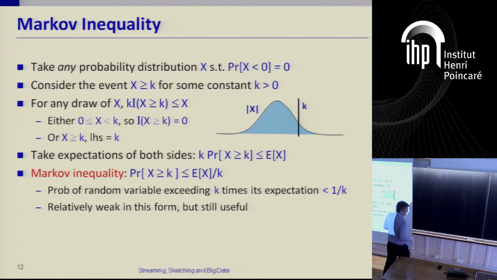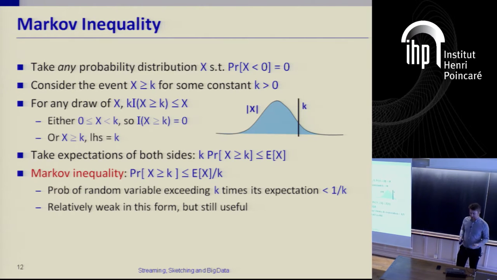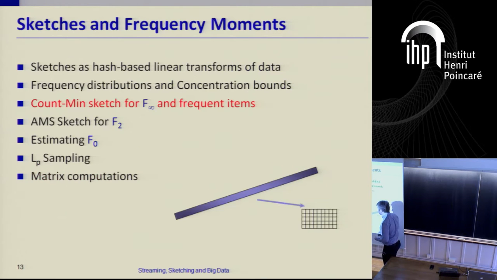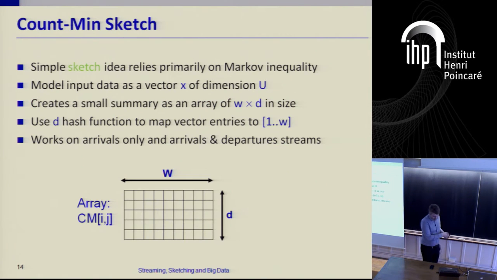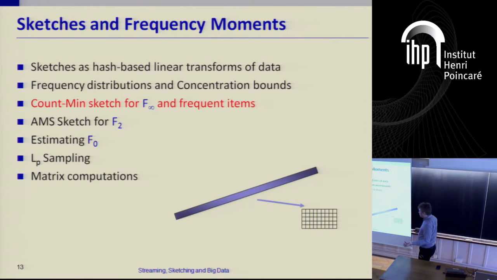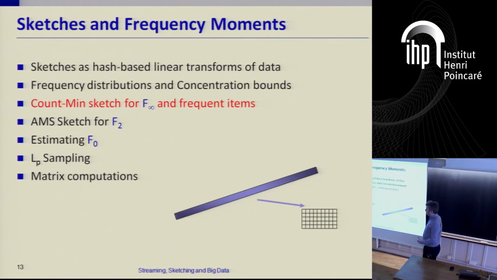Okay, so this looks quite weak. So what we'll do is we'll use this initially, get some initial results, and then show how we can essentially use this result to get something a bit stronger. Okay. So we'll meet a sketch that uses the Markov inequality to prove its main result.